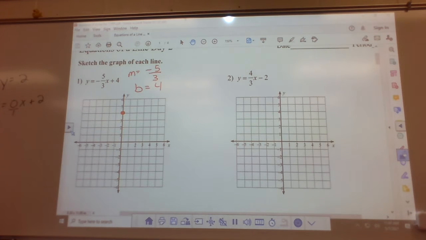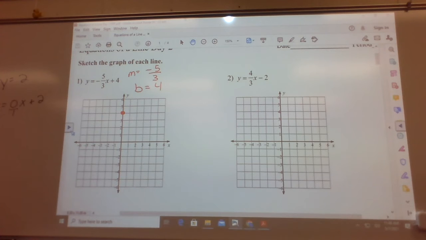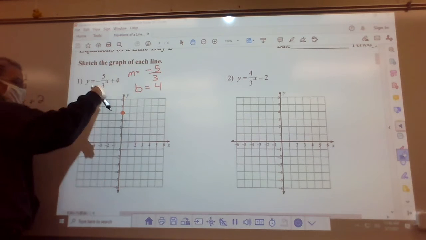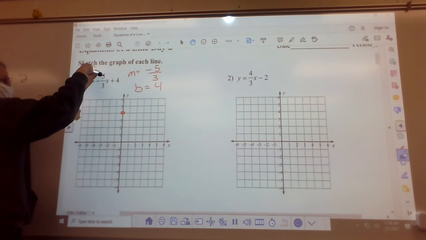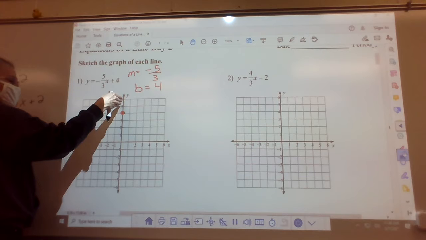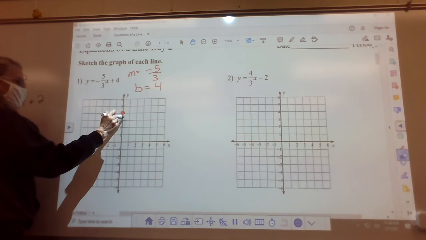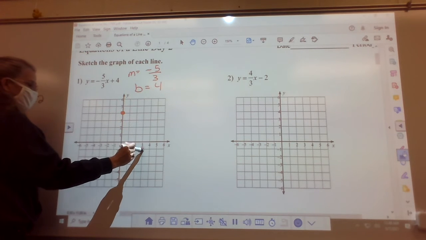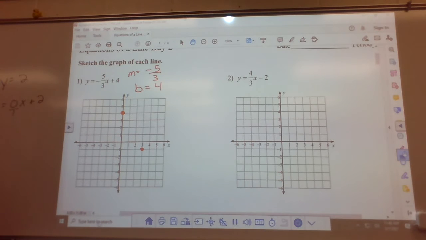Now, I've had quite a few people today kind of messing up the slope, the direction. Notice this is a negative slope. So since it's a negative slope, we're looking downhill. So I could either go up and to the left, but it's going to run out of room. So I better go down and to the right. So 1, 2, 3, 4, 5. 1, 2, 3. So there's my other point. So always look to see what direction your slope is. If it's a negative slope, it needs to go downhill.